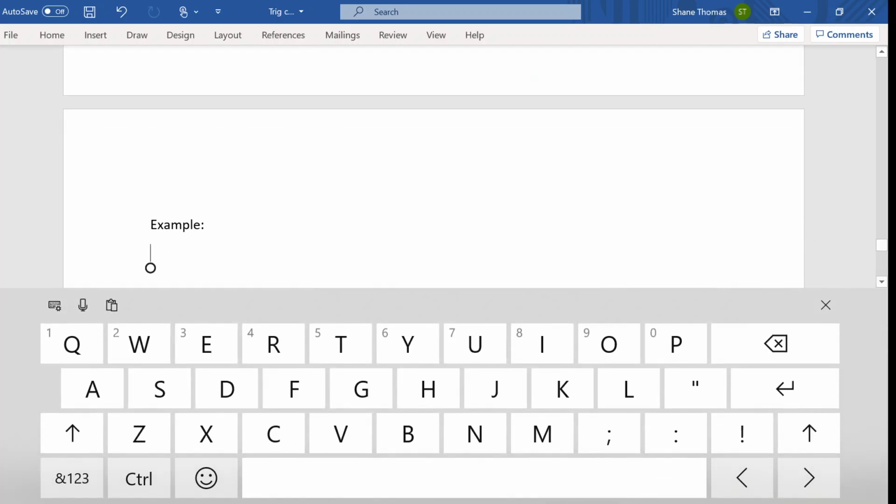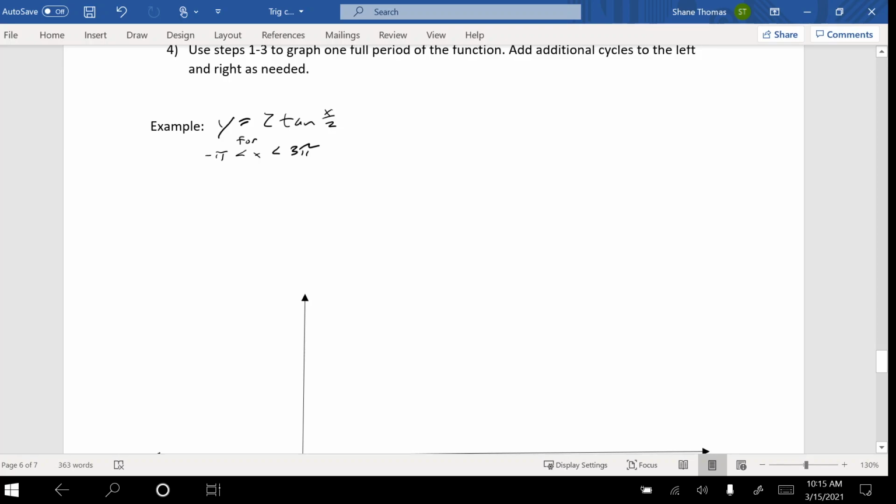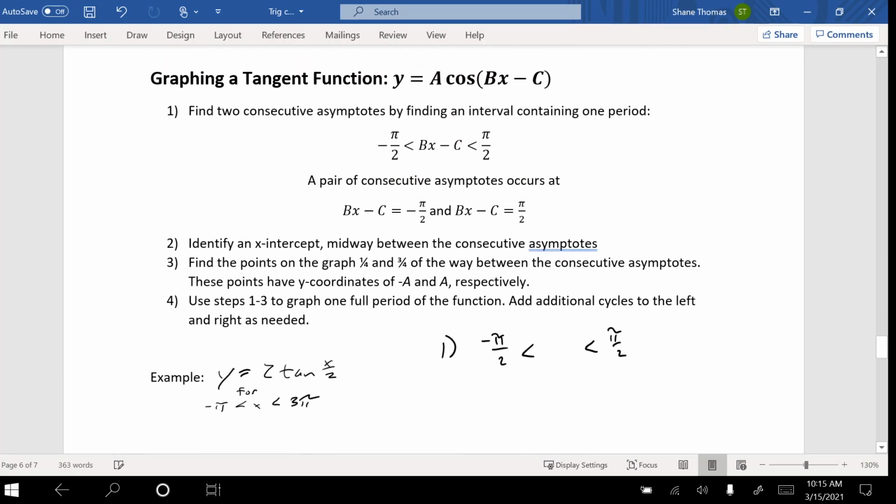The first one, we want to find the two consecutive asymptotes. So step 1: I am going to take whatever is in parentheses, or what would have been in parentheses, and plug it into this guy in the middle. We have negative pi over 2 is less than bx minus c less than pi over 2. In this case, all I have is x over 2. There's no parentheses with anything added on, so I'm just going to plug that right in the middle of the inequality. This would be x over 2.